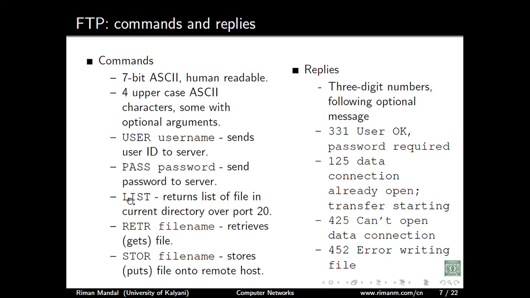The LIST command lists all the current directory files in the remote file system. This LIST command actually uses port 20, that means the data connection. The result is data. That means we send the command LIST using the control connection, but whatever we get back is data, so that comes from the data connection.